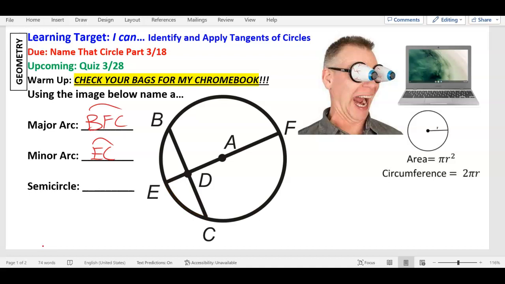Literally from one point of a diameter to the other along the edge. And I need 3 letters, so the diameter I see going through the middle is EF. So if I go along this edge, what would my 3 letters be for this arc, semicircle? ECF is my semicircle arc.